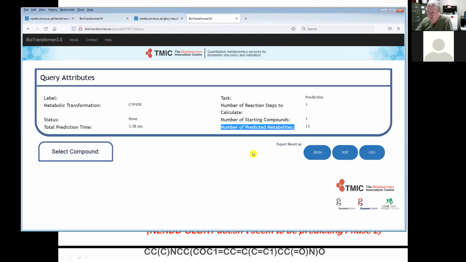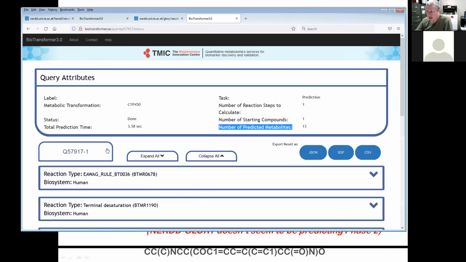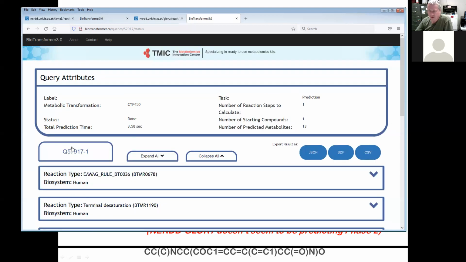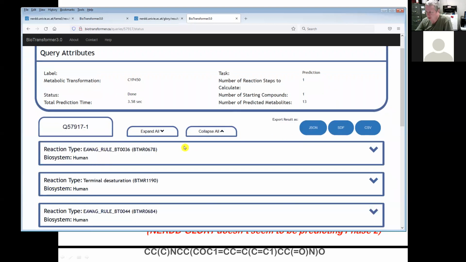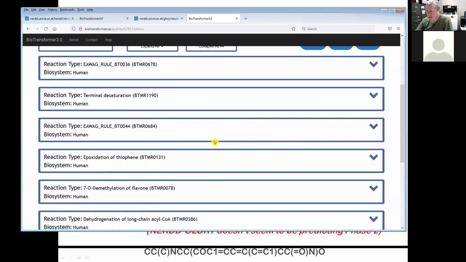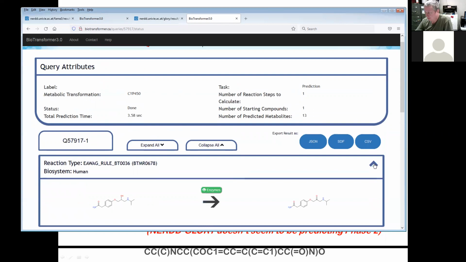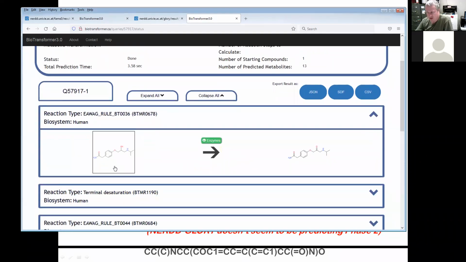Yeah, 13 predicted metabolites. Oh yeah, how did I get in here? It shows this is like the result page, and I clicked this Q579 thing, and then it showed me these. So these are all predicted metabolites. Let's see what they are now. To view, I can just click these little arrows. Oh, that's actually kind of cool. So this is actually predicting the ketone oxidation, which I actually predicted myself.